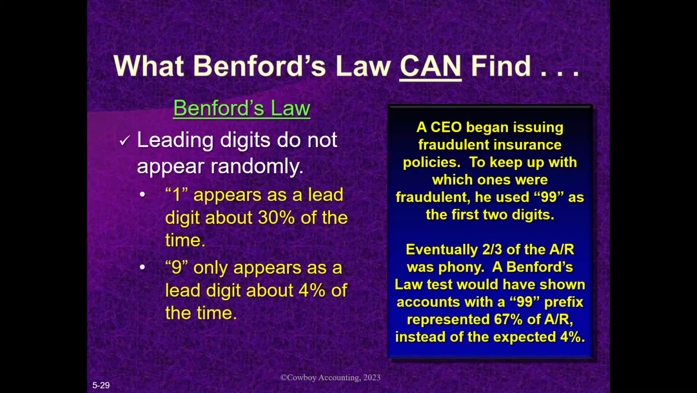So what we can do is find where these deviations exist. For instance, a CEO once began issuing fraudulent insurance policies. To keep up with the policies that were fraudulent, he used 99 as the first 2 digits. Eventually, 2/3 of the accounts receivable were determined to be phony, and a Benford's Law test would have shown that accounts with a 99 prefix actually represented 60% of the accounts receivable instead of the expected 4%. That would be a deviation from our expectations.